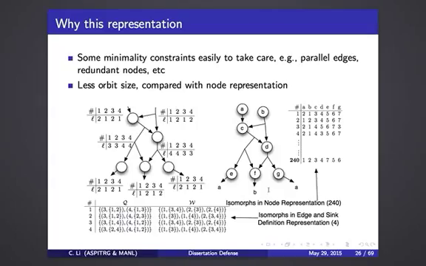Another benefit of using this type of representation is that we have a smaller orbit size in most of the cases. For example, we just showed, there are only 4 isomorphisms in edge representation because we only need to consider the permutation of 2 sources and 2 edges. While in node representation, as shown here, you have to consider permutation of 2 sources and 5 nodes. So 5 factorial is 120. So there are in total 240 isomorphisms in node representation.